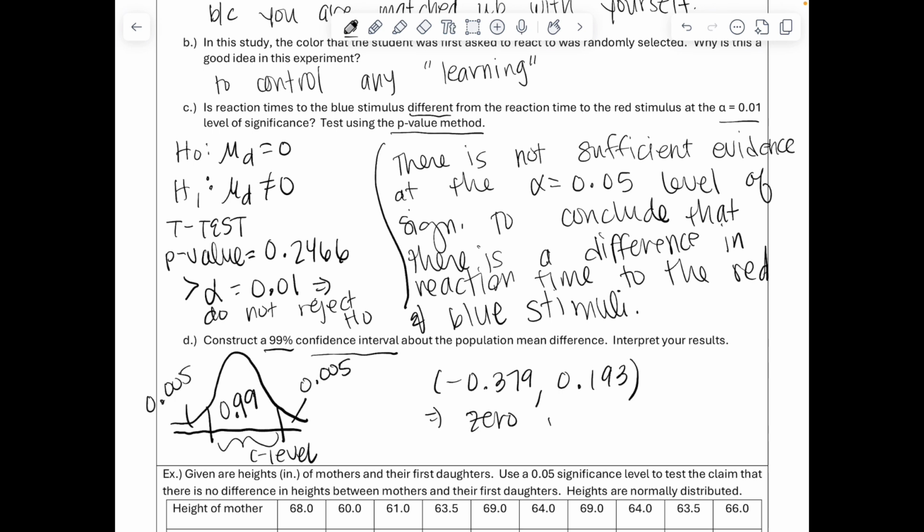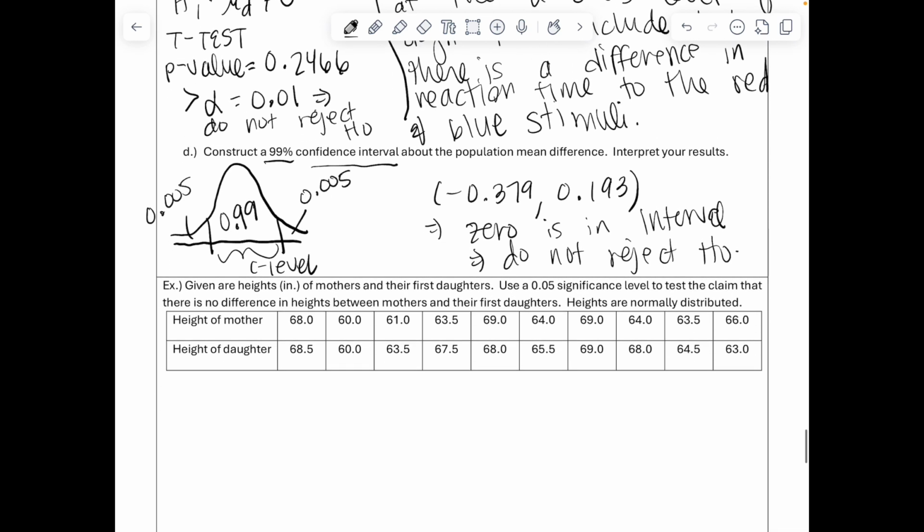So 0 is in this interval. So this means that we do not reject H naught, which is what we saw up above in part C.